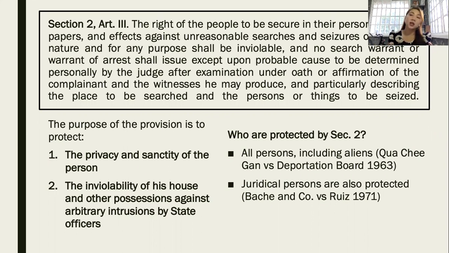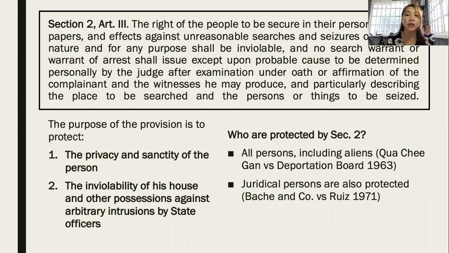Actually, nandito na sa provision lahat ng i-discuss natin. But to better expound on all of it, let's tackle them one by one. So Section 2 of Article 3 deals with tangibles. It embodies the castle doctrine, which is a man's house is his castle.